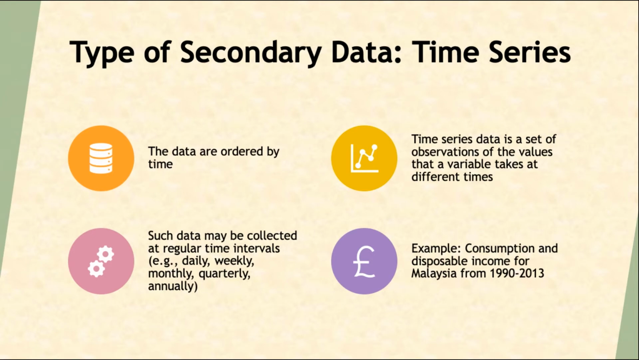So as I say, the data are ordered by time for time series, and the time series data is a set of observations of the values that a variable takes at different times. Such data may be collected at regular time intervals: daily, weekly, monthly, quarterly, or annually. An example of that: consumption and disposable income for Malaysia from 1990 to 2013.